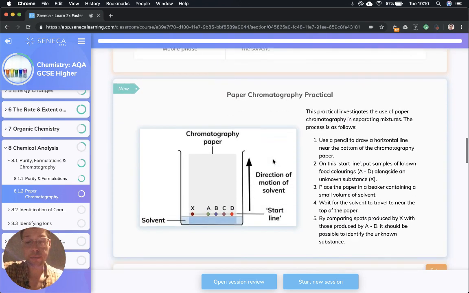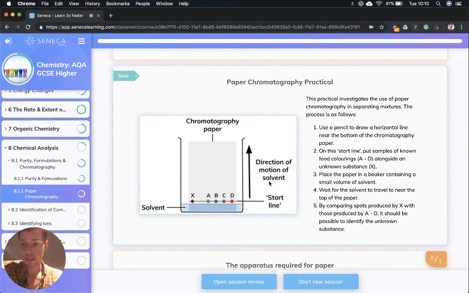So let's go over the practical. So how does this all come together, okay? So the practical investigation, we have paper chromatography, and it separates out mixtures. And this is our cute little process. So first of all, we use a pencil to draw a horizontal line near the bottom of the chromatography paper. Don't go using a pen in here, because that pen has loads of different components in it.